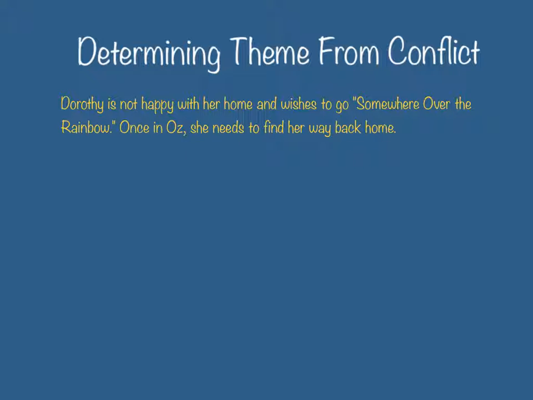She's living with her aunt and uncle. She doesn't like the neighbor. And if you remember, she actually ran away and went to the psychic before the tornado came. And she sings the song where she says she wishes to go somewhere over the rainbow. However, once she goes somewhere over the rainbow, she arrives in Oz, she now needs to find her way back home. So our main conflict here is Dorothy versus her feelings towards home.